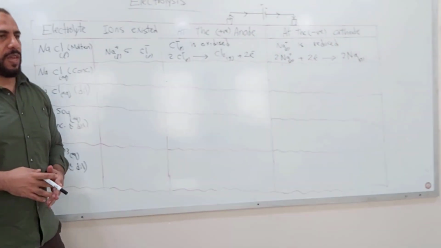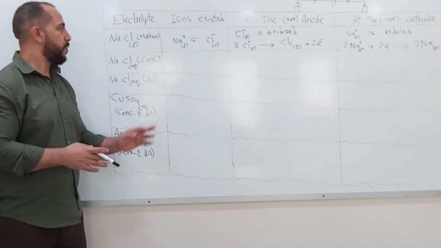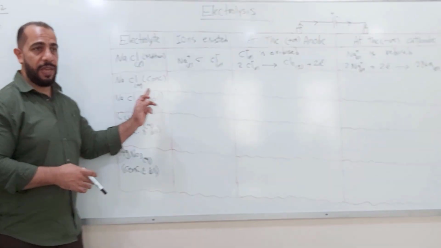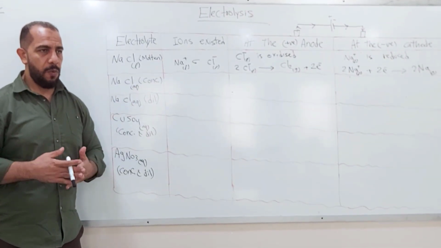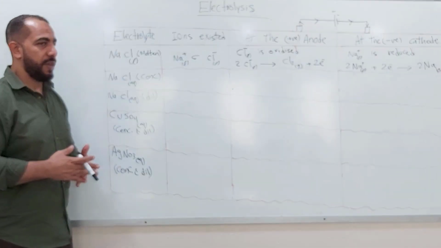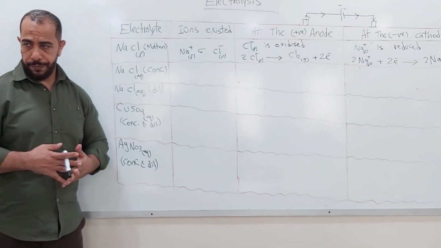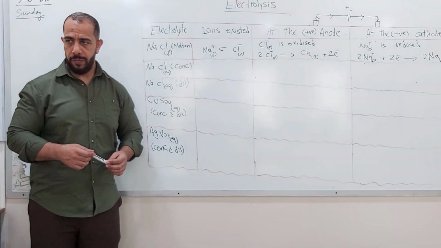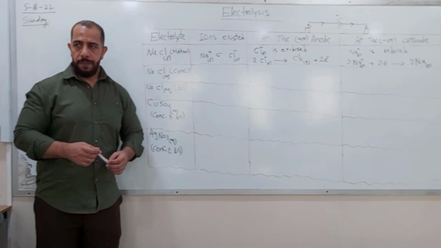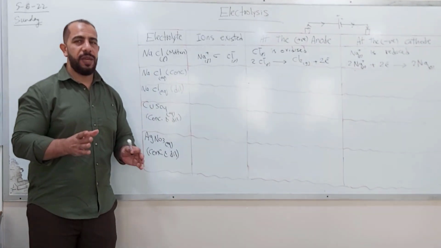Second one, we have a difference: in case it's molten, now in case it's aqueous. Can you tell me what the difference is between aqueous and molten? When it's aqueous, there's another substance, which is water, or H2O. Yeah, exactly. So here, thank you so much.